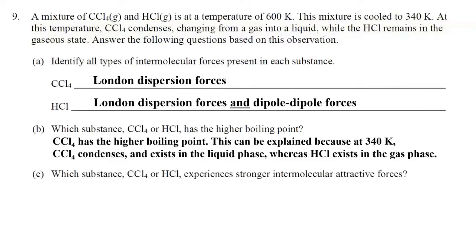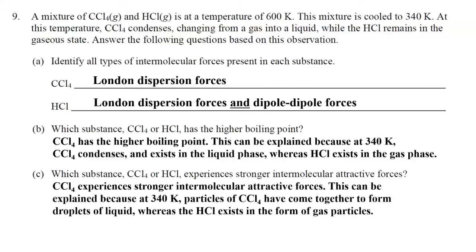On to part C, very similar situation. Which substance experiences stronger intermolecular attractive forces? The answer is CCl₄, and that's because at this temperature, the particles of CCl₄ have come together, condensing to form droplets of liquid, whereas the HCl is still in the form of a gas. So liquid, stronger intermolecular attractive forces.